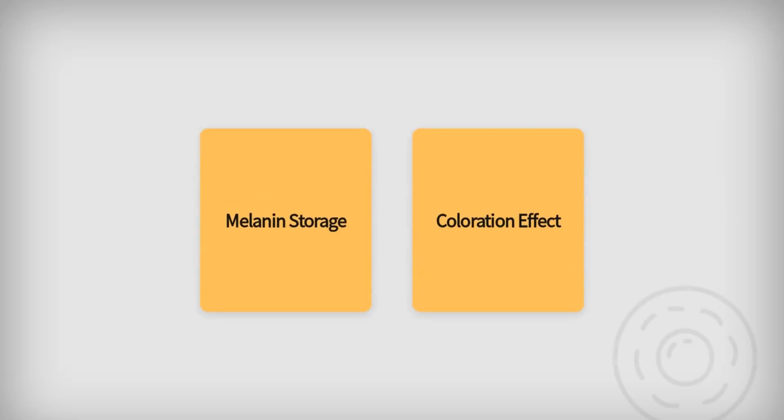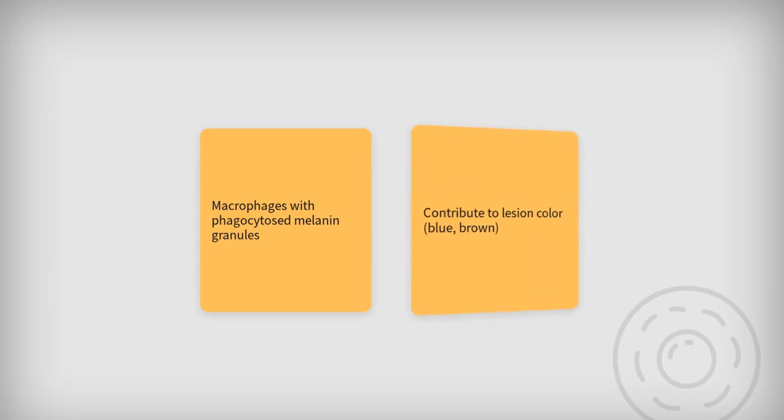Melanophages play a key role in storing melanin and affecting lesion color. Melanophages are macrophages that store phagocytosed melanin granules. Melanophages contribute to the coloration of lesions, such as blue or brown hues.